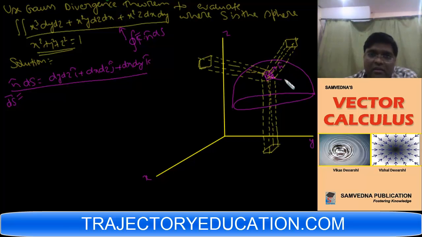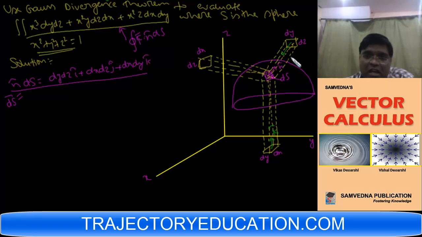So this ds, when I take projection on the xy plane, this gives you dx, this gives you dy. When I take projection on the yz plane, this gives you dz and this gives you dy. When I take the projection of ds on the xz plane, then this gives you dz and this gives you dx. Now for dx dy, the direction lies in the k direction.